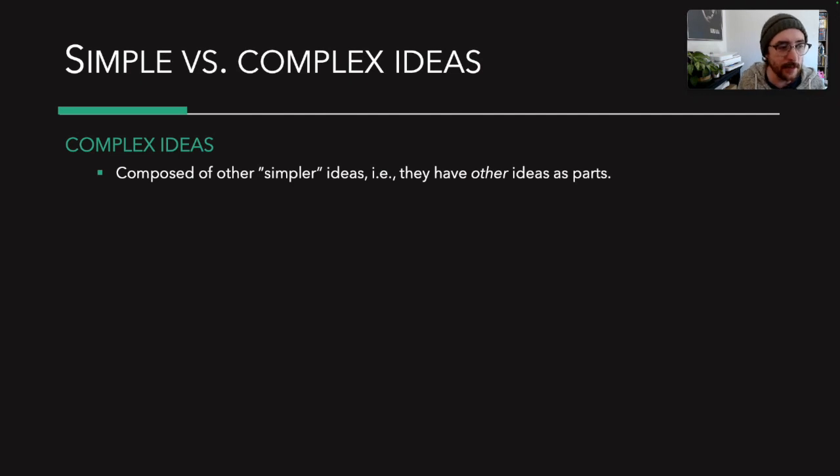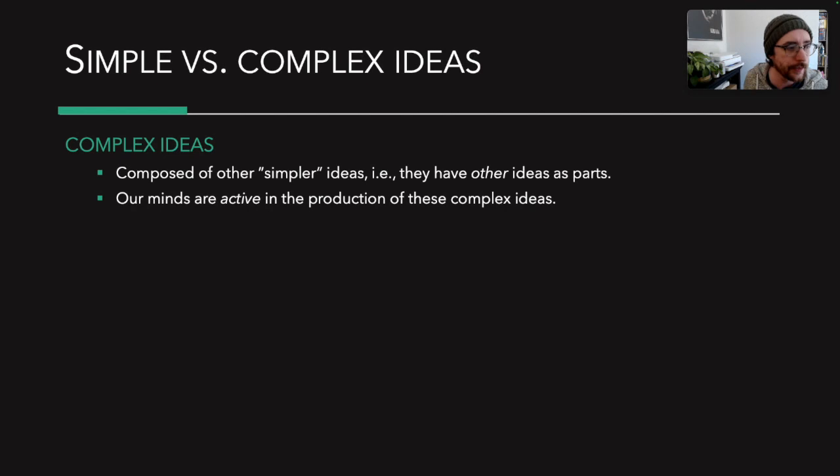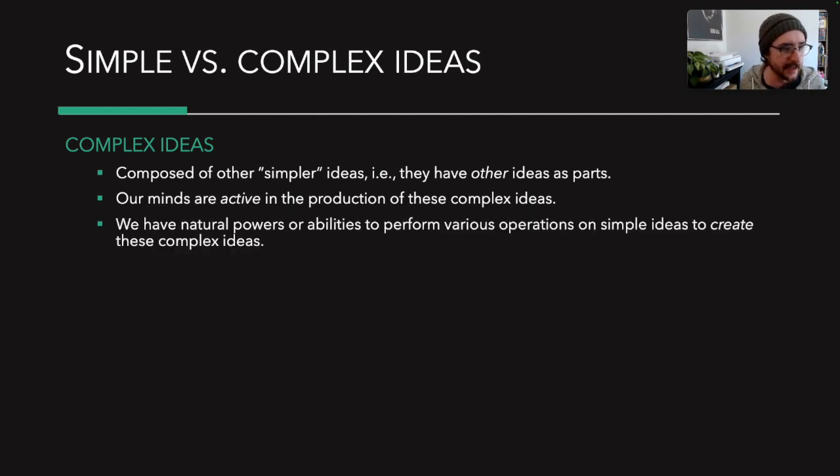And that brings us to complex ideas. These are ideas that are composed or built out of simpler ideas. They have other ideas as parts. And here, our minds are active in the production of these. We are involved in creating these. We have some control over creating these ideas. The claim is there's certain natural powers or faculties of the mind that we have that allows us to take the simple ideas and use those materials to build complex ideas.